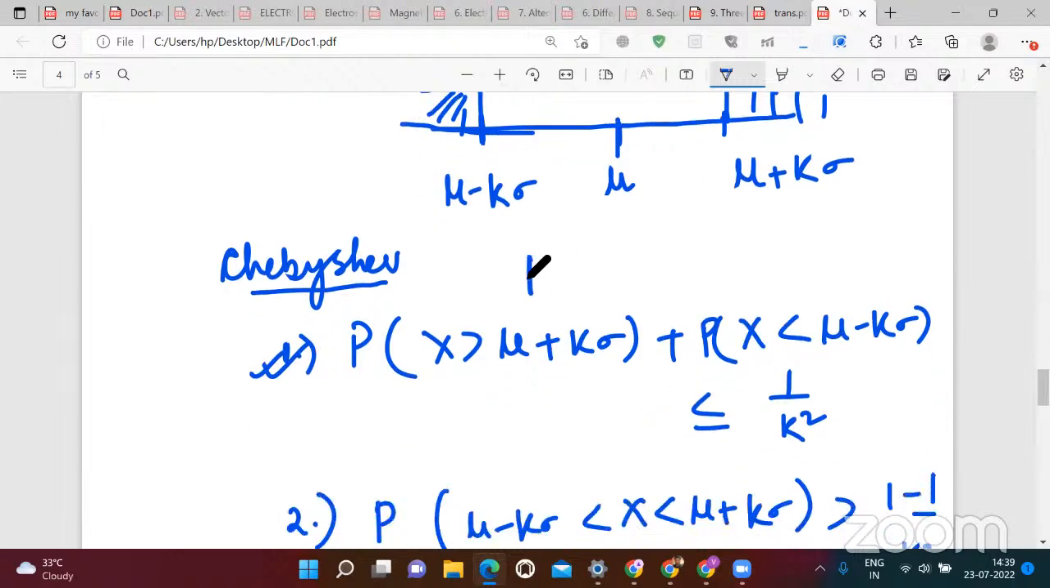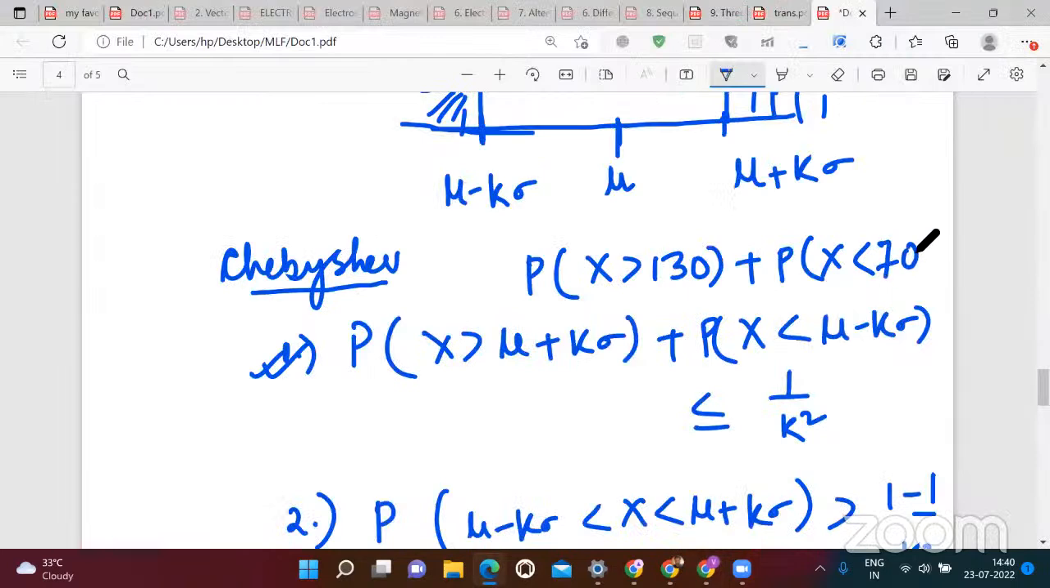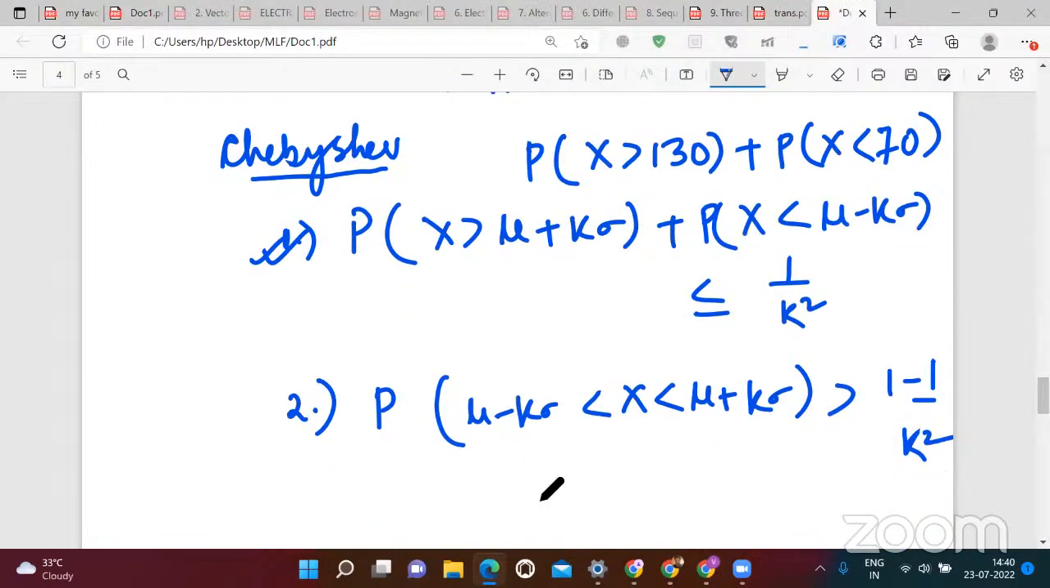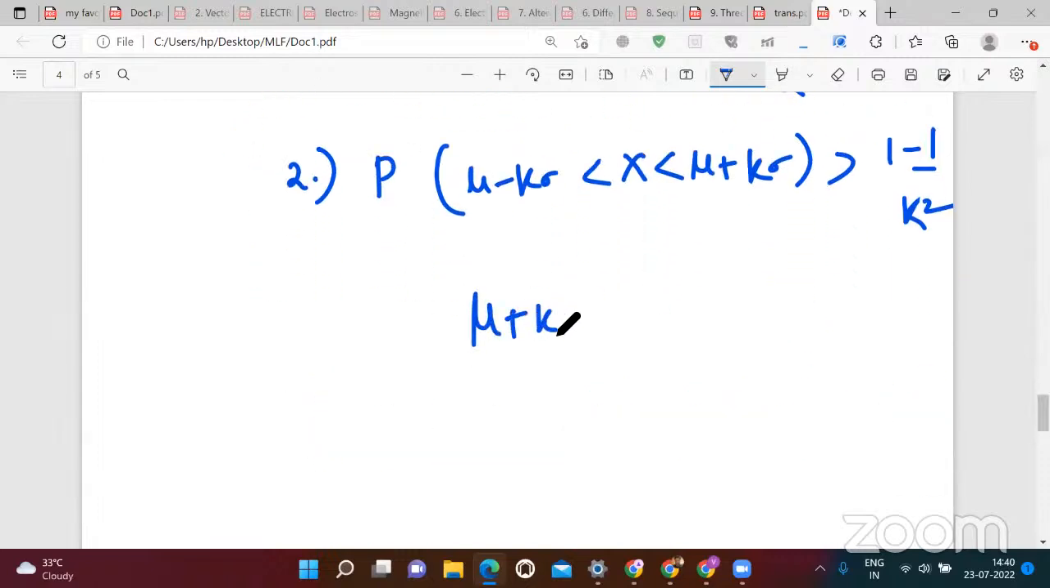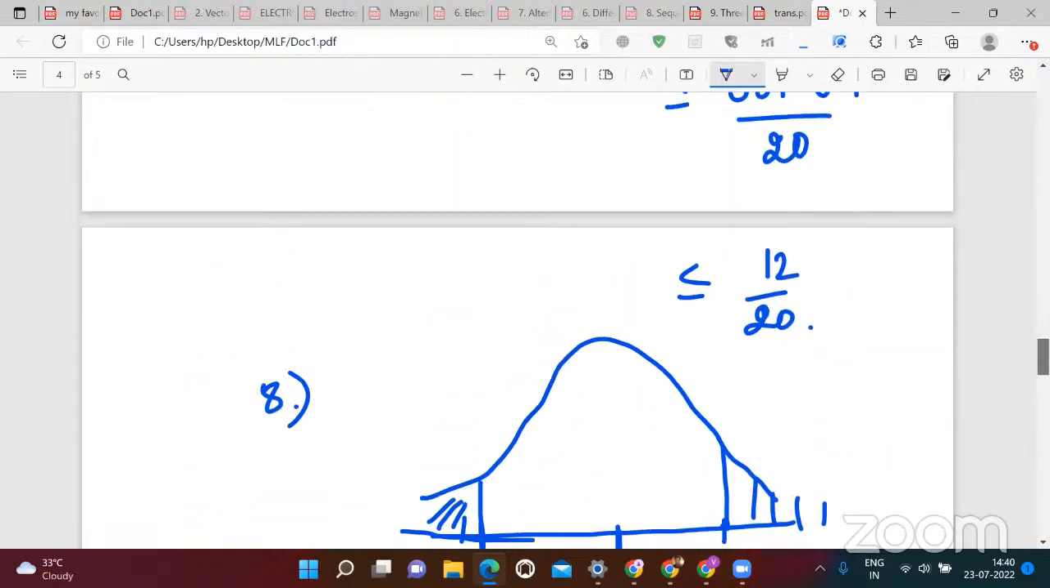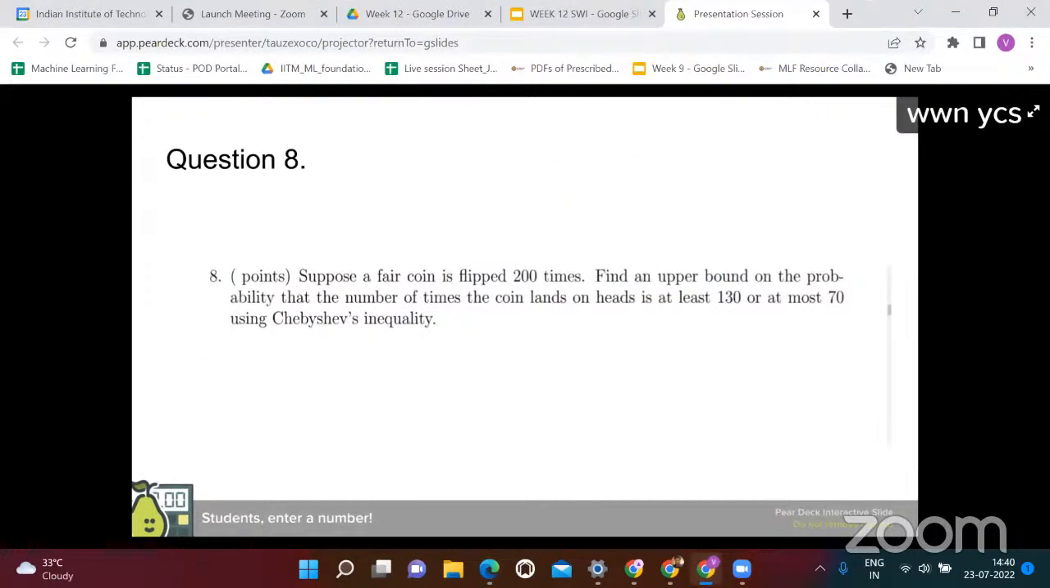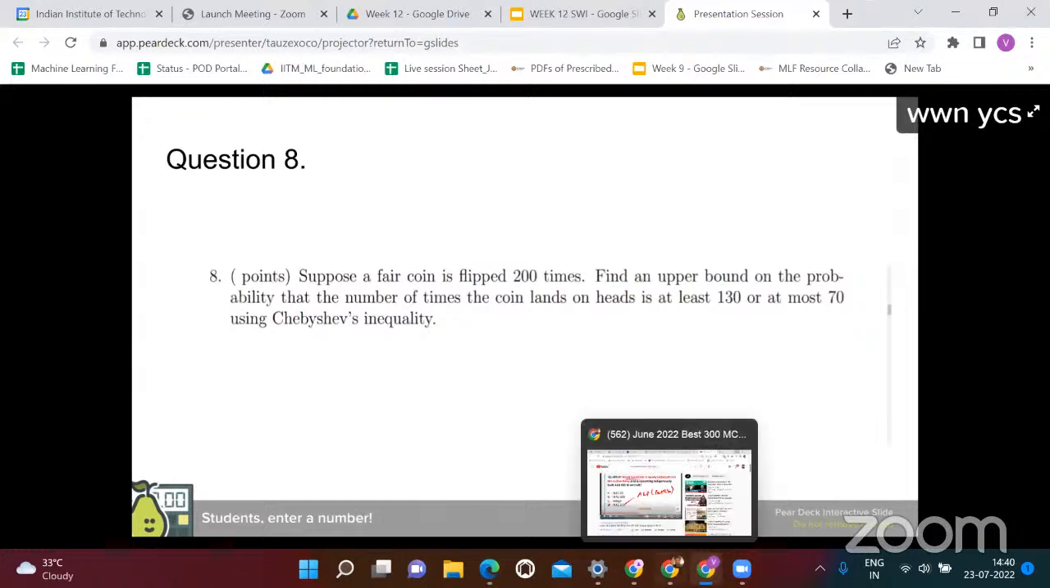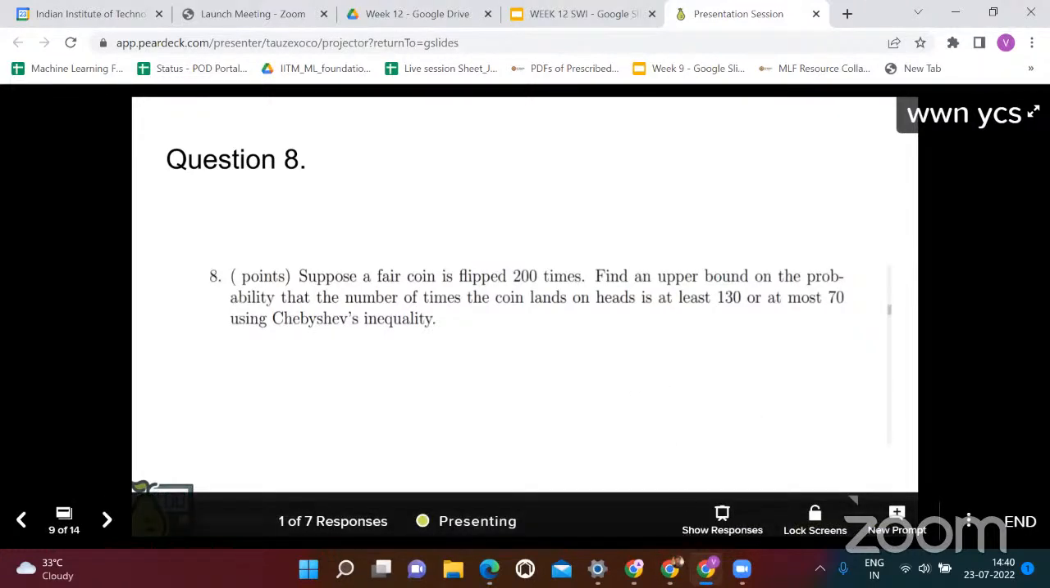So what do we have to calculate here? We have to calculate the probability that X is at least 130, plus the probability that X is less than 70. So now you are aware that mu plus k sigma is equal to 130, and mu minus k sigma is 70. You already have these equations, but the value of mu you don't have. You just have the number of times the coin has been flipped. That is also okay.